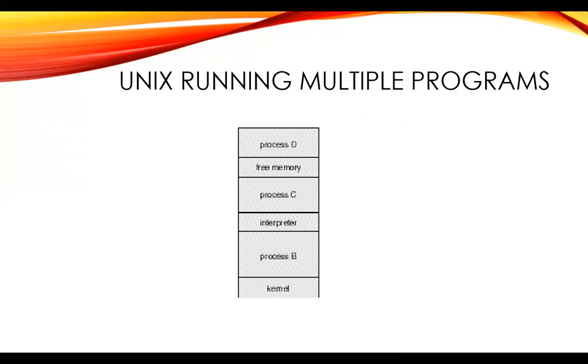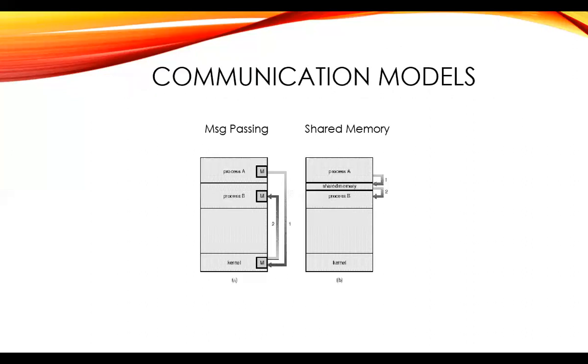In Unix, multiple programs can run. Unix is a multitasking operating system, so it may run more than one program at a time. Here, the processes are differentiated as process B, process C, and process D. In between, there are free memory, the interpreter, as well as the kernel. The kernel is the operating system. It is always resident in the main memory. The interpreter is a system program that may be used for executing a program. Free memory is for allocation to another program.